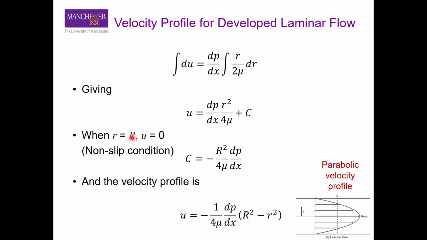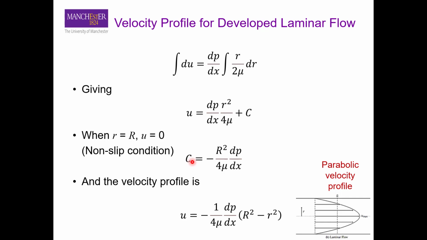Okay, so by applying the boundary condition, we can calculate this value of C. We know from our system that when r is equal to capital R, it means that you are at the wall. And we know that at the wall, the velocity is 0 because of the no-slip condition. So if we put the value of small r as capital R and the value of u as 0, we can calculate the value of C from this equation here. Okay, so that is this given here.